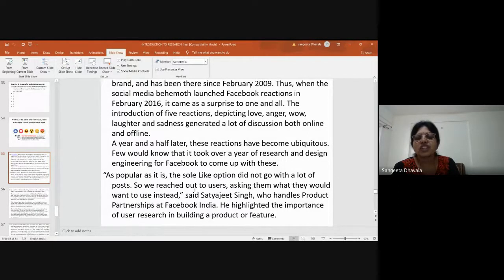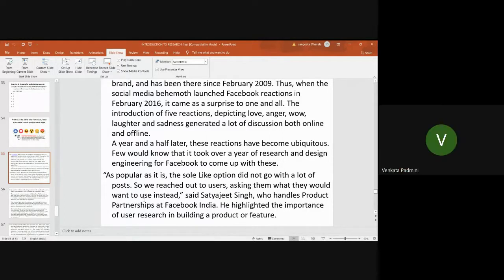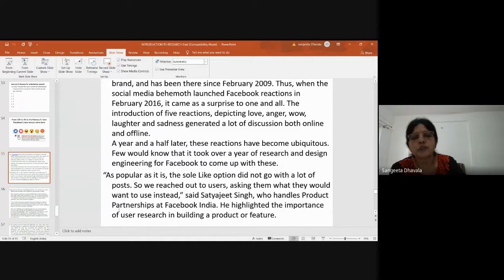So we reached out to users asking them what they would want to use instead, said Satyajit Singh, who handles product partnerships at Facebook India. He highlighted the importance of user research in building a product or a feature. So that has now become a huge market, product management, right? Supposing you're using your AirPods, depending on the user experience, the company will know what changes it has to make in the next version that it is going to release. Similarly here, user research has been used in building a product or feature for the future.